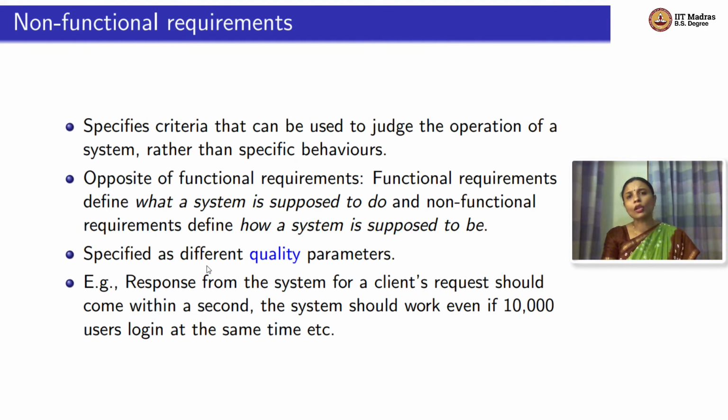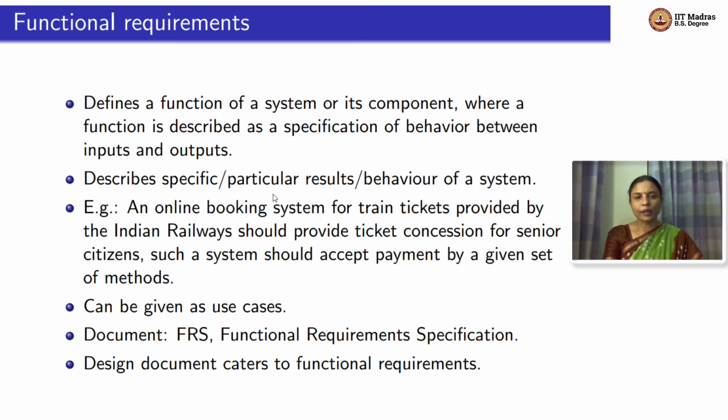The next comes non-functional requirements. This is in contrast to functional requirements. It specifies criteria that can be used to judge the operation of a system, rather than talk about its behavior. Functional requirements typically say what a system is supposed to do. For example, an online train reservation system should provide concessional fare to senior citizens. It's one functional feature of a system.